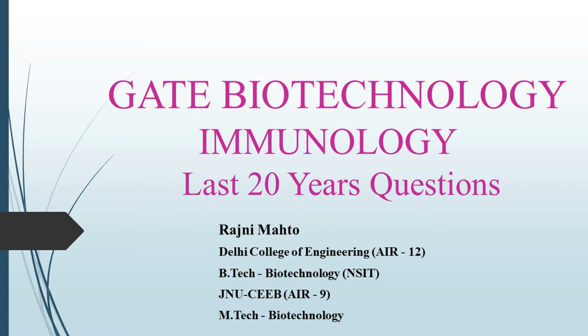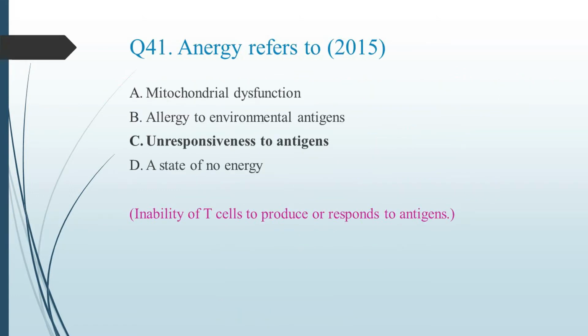So let's get started. Question number 41 says, anergy refers to the inability of T cells to produce or respond to antigen. So option C, unresponsiveness to antigens, is the right answer.